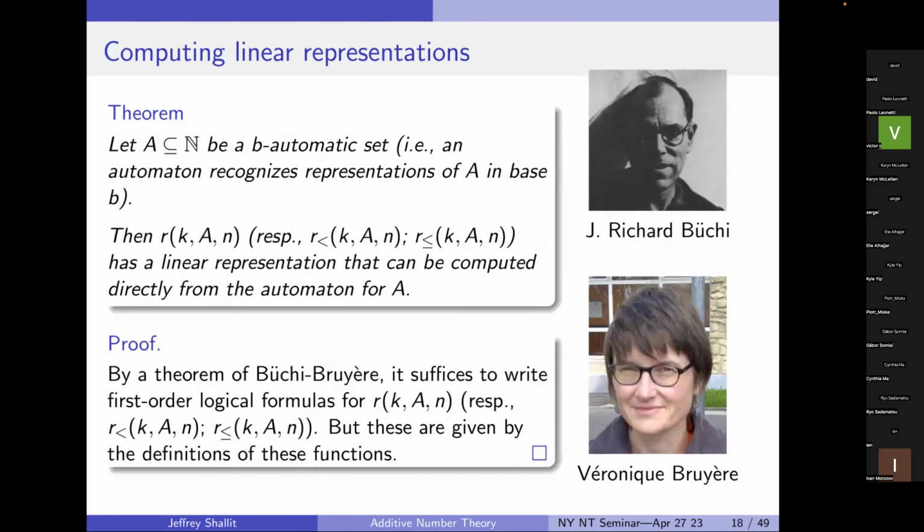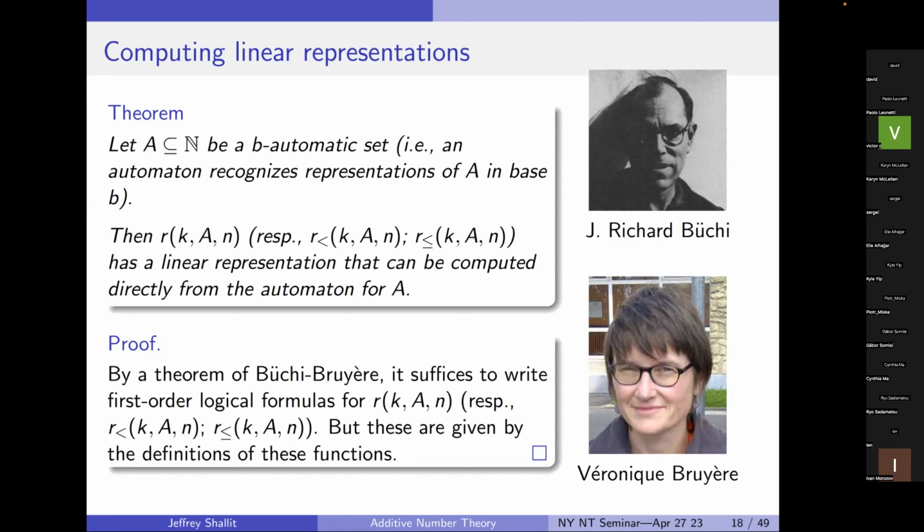Okay, so now there's a really nice theorem that's due essentially to Bûchi and Brière. It says that if you have an automatic set A, then r_A(n), or the r less than k, A(n), or these three representation functions that we talked about, has a linear representation. And not only does it have a linear representation, you can compute it directly from the automaton for A. So there's a deterministic procedure for finding this linear representation. And this is a specific corollary of a much more general theorem of Bûchi and Brière, which says that this is true for anything you can write a first order logical formula for.